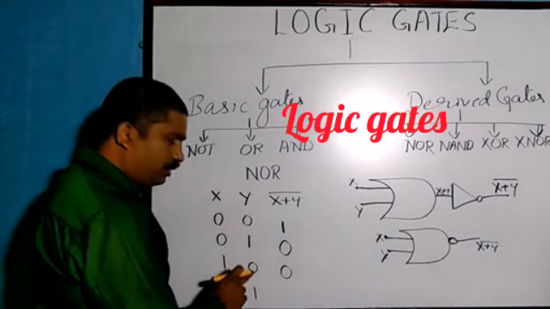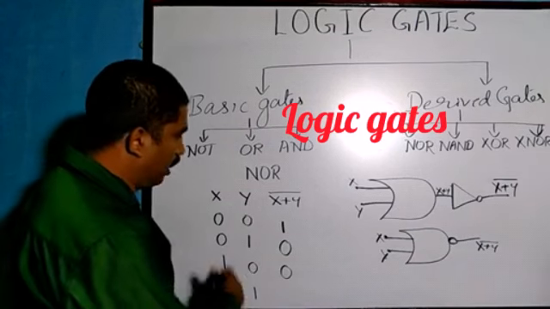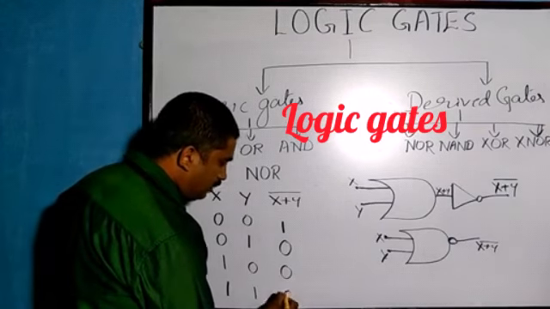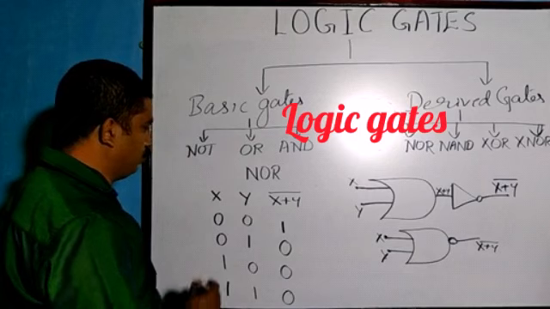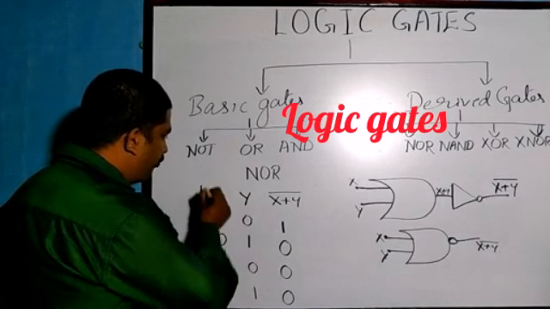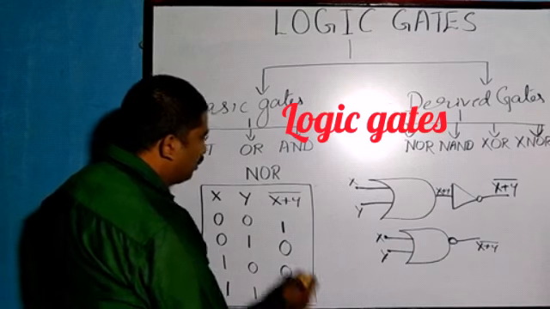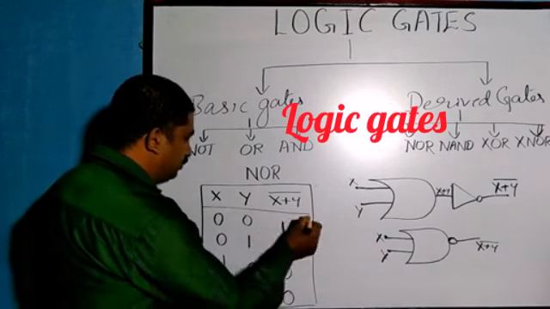True, true. 1 plus 1. So in the OR gate we have seen 1 OR 1 is 1. Therefore 1, its complement is once again 0. So this is the truth table for NOR gate. Okay.